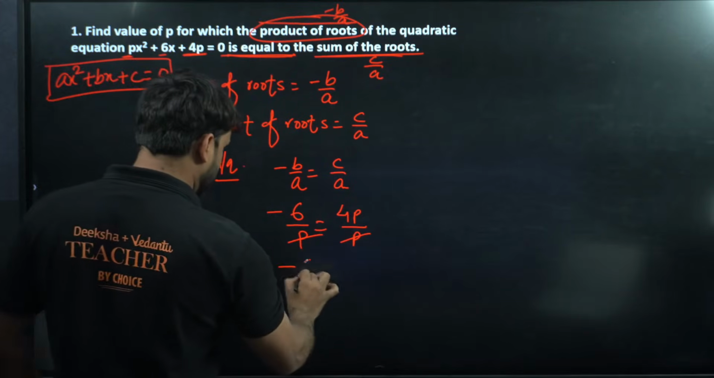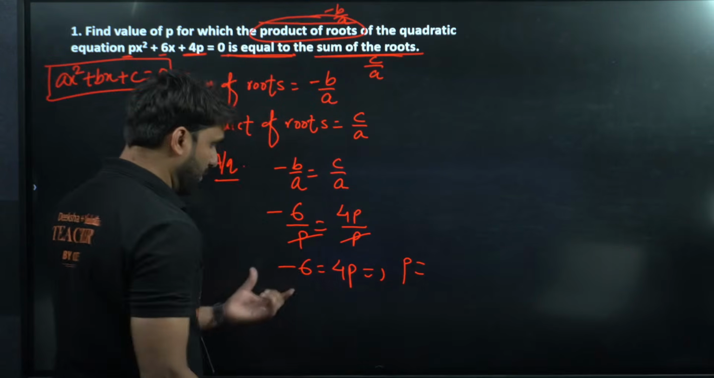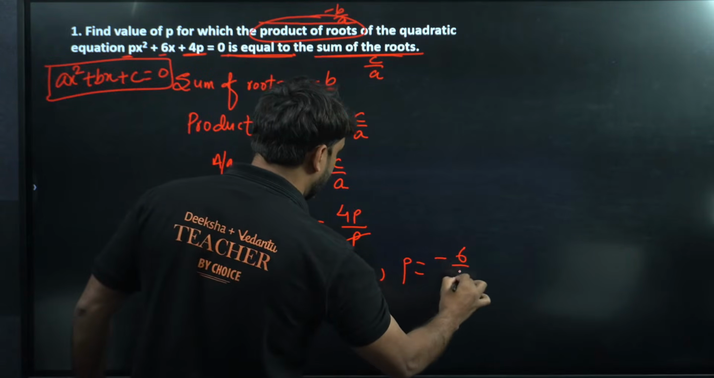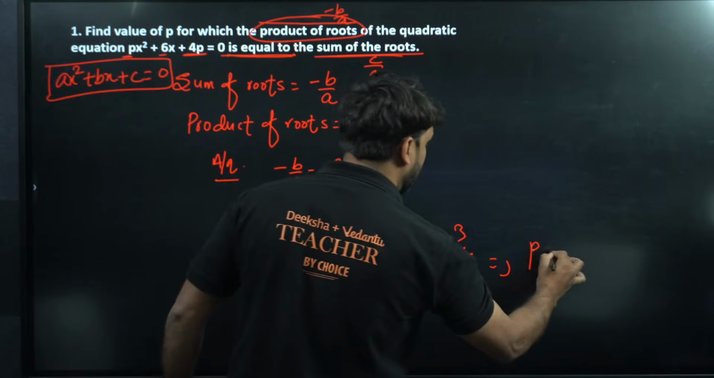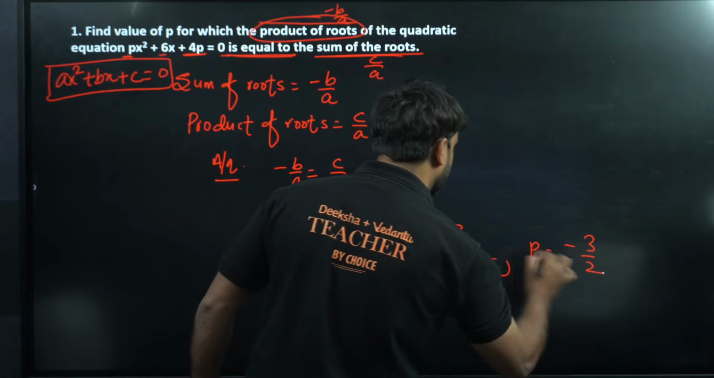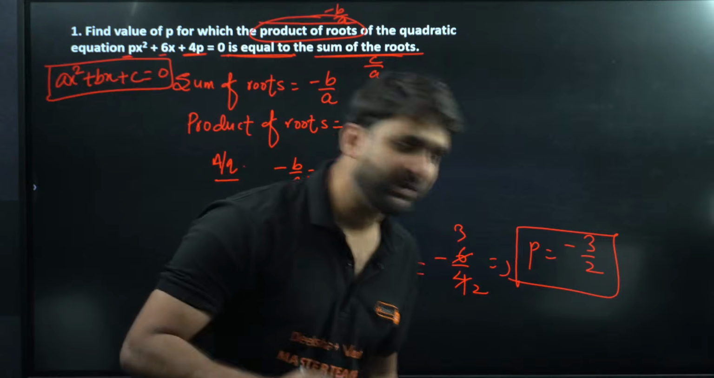Now minus 6 is equal to 4p. So here we can write p will be equal to minus 6 divided by 4, which is equal to minus 3 by 2. So the answer we have is p equals minus 3 by 2. I hope you have understood the question. There is nothing challenging in this question, right everyone?